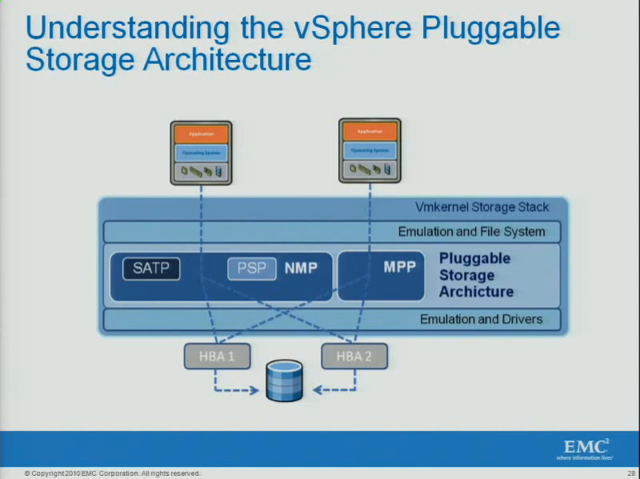The PSP is the path selection policy plugin. Basically what it does is it selects which path, out of all the ones that I know, do I send an I/O down, and together those make NMP, native multipathing. There's also something called the MPP, which is the multipathing plugin. The multipathing plugin can change the entire set of multipathing behavior of the VMkernel.